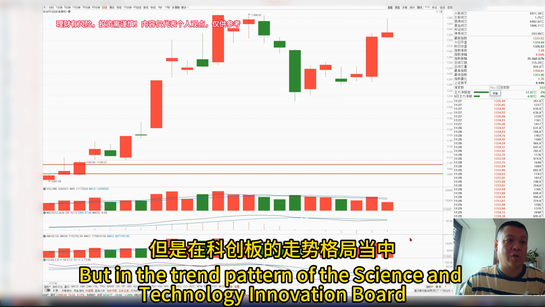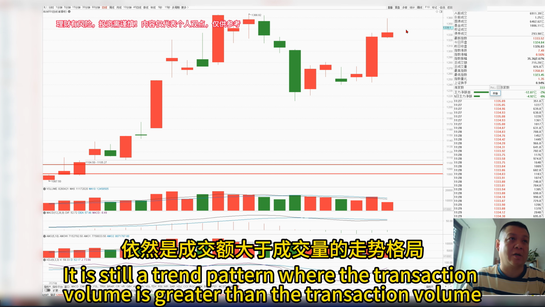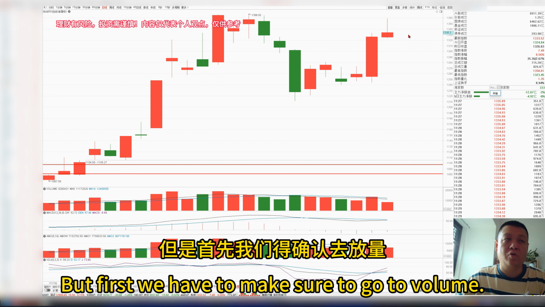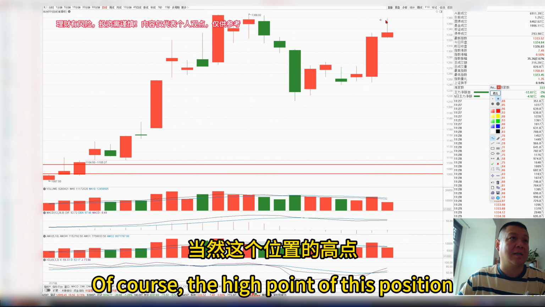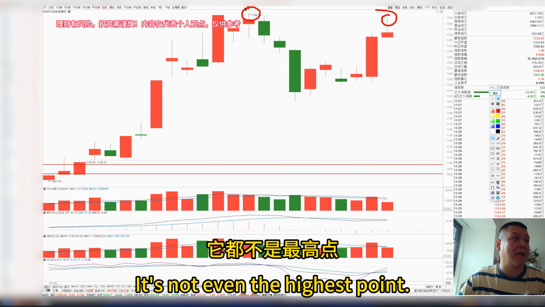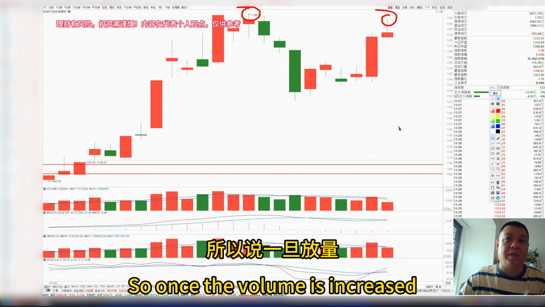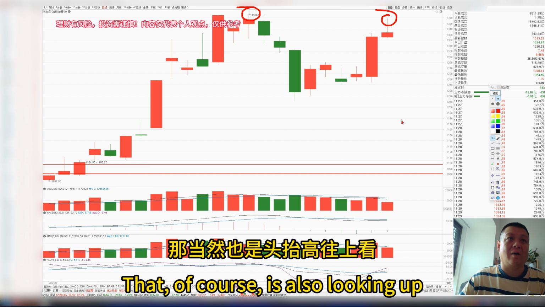But in the trend pattern of the Science and Technology Innovation Board, it is still a trend pattern where the turnover is greater than the previous turnover. But first we have to confirm the volume, because once the volume is increased, of course, neither the high point of this position nor the high point of this position is the highest point. So once the volume is increased, of course, that is also looking up with head raised.